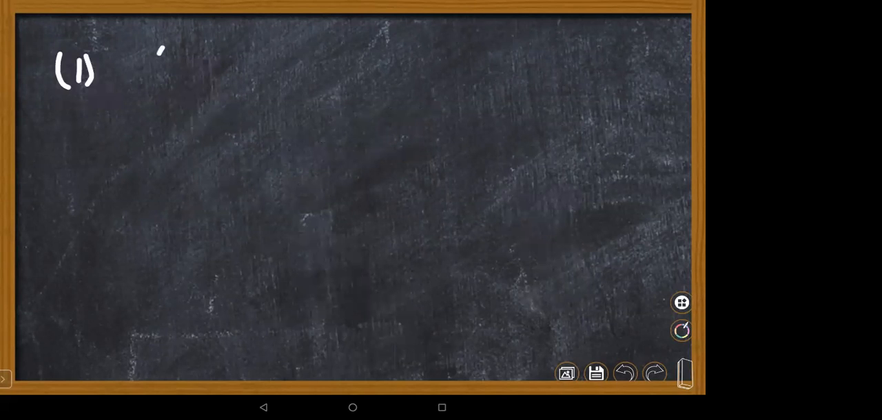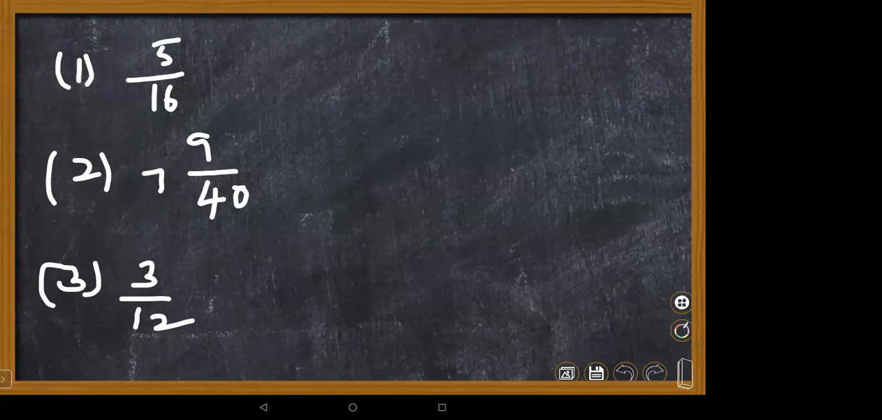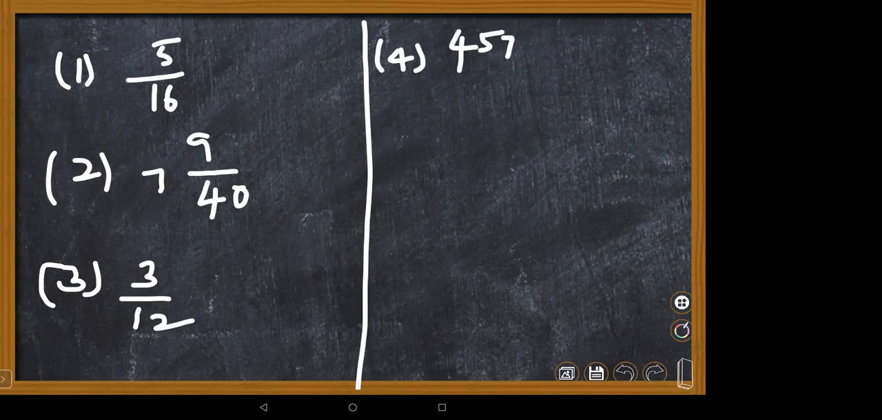5 by 16, first one. Second one, 7, a mixed fraction, children. If any mixed fraction comes, you need to convert it into an improper fraction, and then into a decimal. Next, 3 by 12. 6 bits, 3 minutes time, half a minute for each bit. Who is going to give within the time limit? Within the time limit is appreciable. Correct answers should be appreciable, not wrong answers.